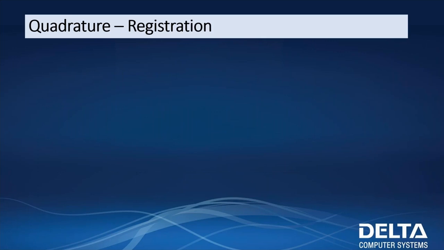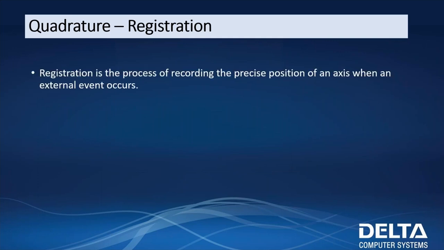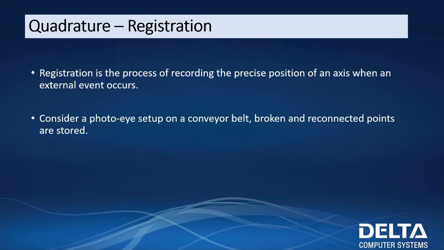So what is quadrature registration? You may have heard this term or you may have not, but registration is the process of recording the precise position of an axis when an external event occurs. Let's look at an example. Consider a photo eye setup. You have a photo eye on a conveyor belt. Maybe there's a part going down this conveyor belt, and when that photo eye signal is broken and reconnected, both those points are stored. So you can see, hey, this is where that part started and this is where it stopped.